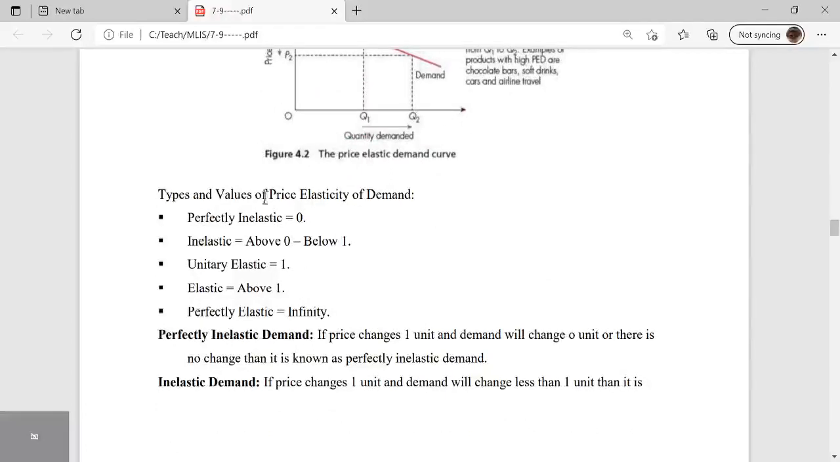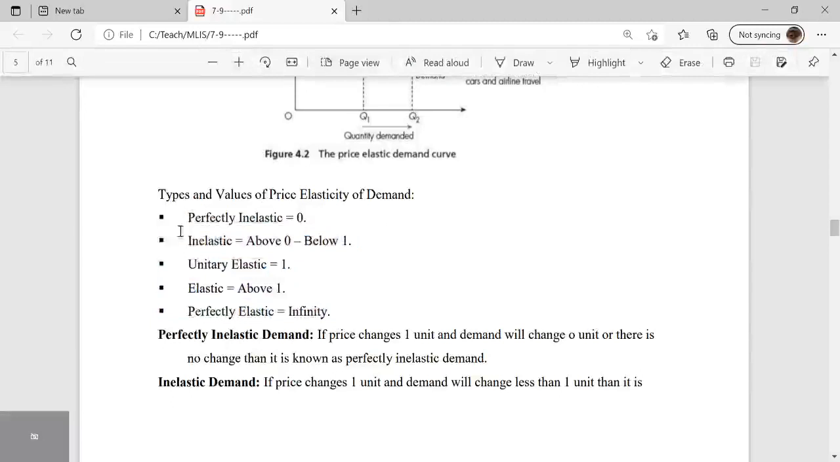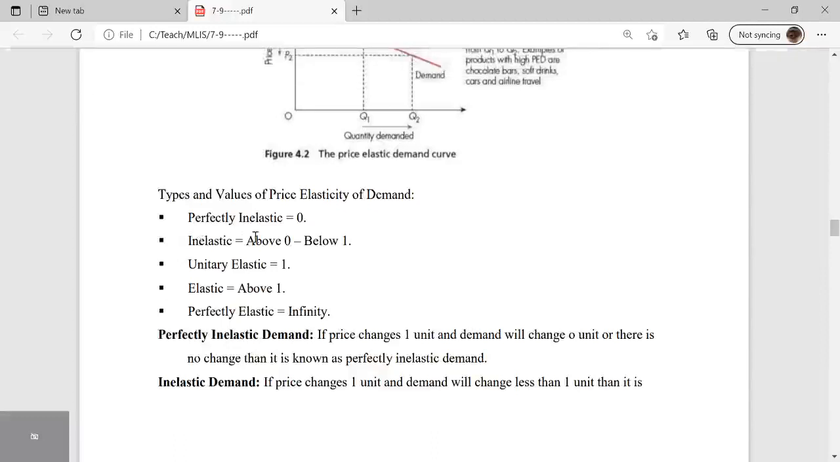So you'll find these five different types of elasticity. Like we already talked about inelastic and elastic. In an inelastic demand curve, the value of PED will be above zero but below one, and for elastic it's above one.